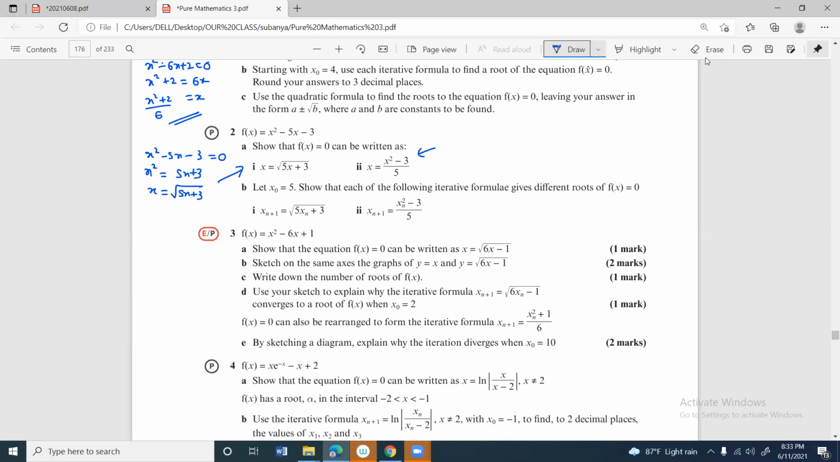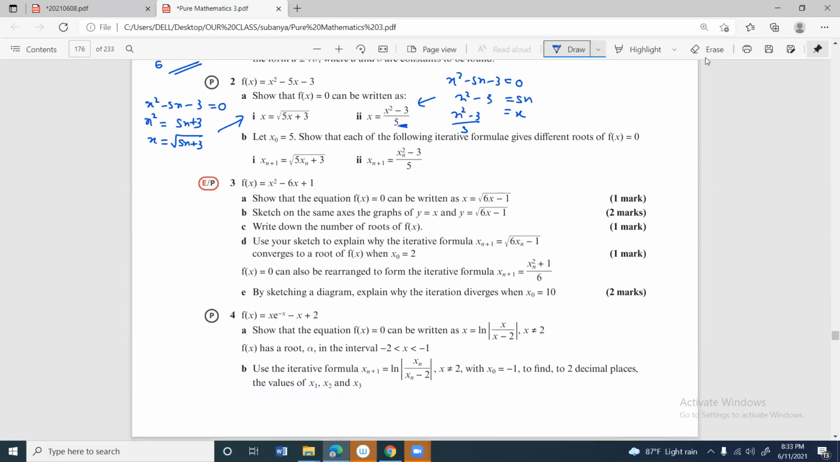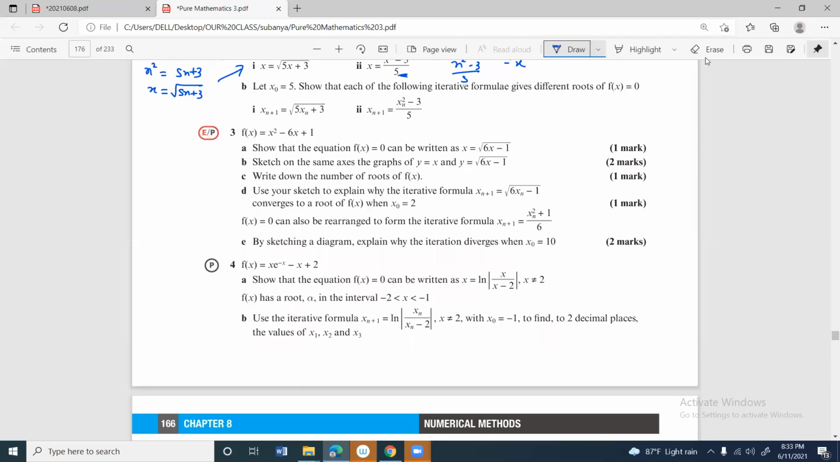If you start with x squared minus 5x minus 3 equals 0, I bring the 5x to the other side because there's a denominator 5 here, minus 3. Therefore, x equals x squared minus 3 over 5. After that, you can use the same technique to obtain the answer for part B. I think that is not a hard question. Right, okay.